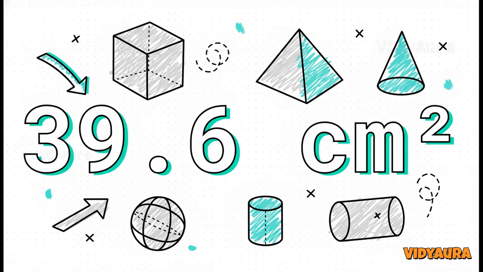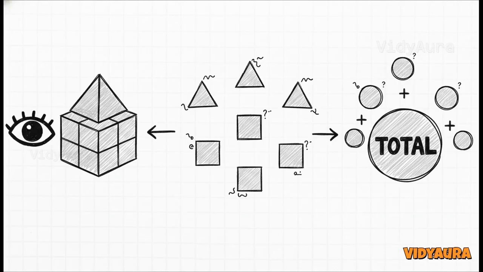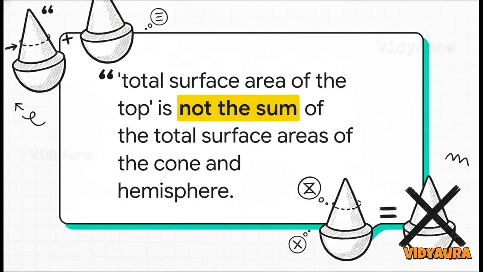Awesome job, everyone. So, just to quickly recap, for any surface area problem like this, it's a simple 3-step process. 1. Figure out which surfaces are visible on the outside. 2. Find the area for each of those visible parts. And 3. Add them all up. That's it. And here is a huge exam tip.